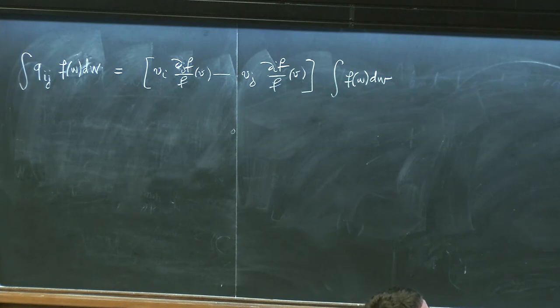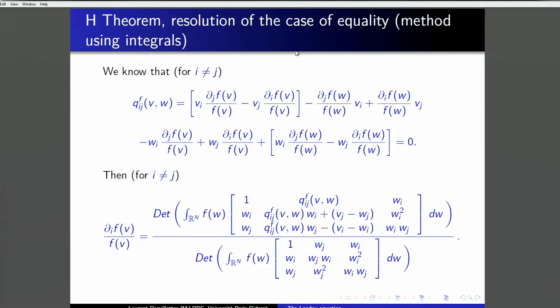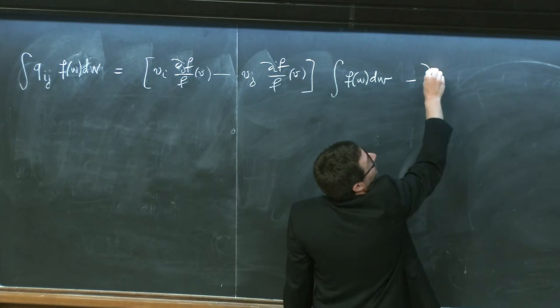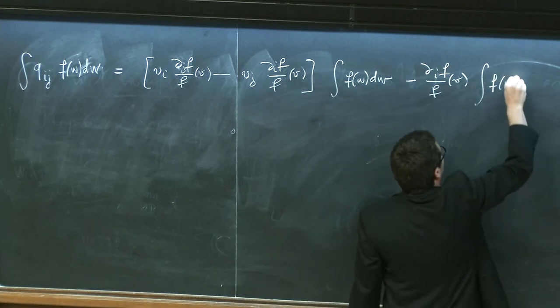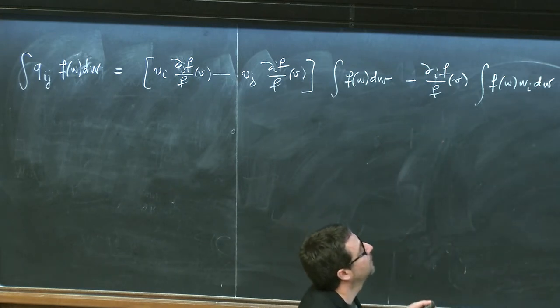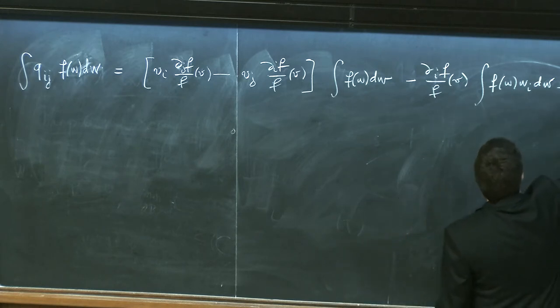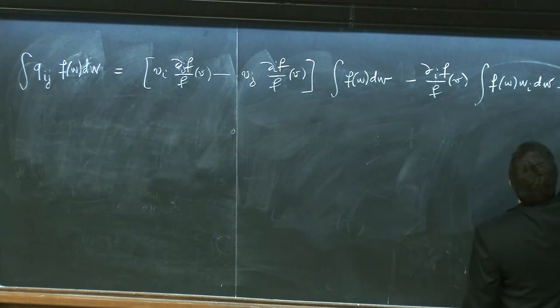Then I look at the term which is here. I multiply by f of w, and I integrate over w. Since this is a derivative, d_j f, it gives you zero. So this one disappears. Of course, it's the same for this one, because you integrate against f of w, so you just get the integral of d_i f, and it gives you zero. Then let's look at this one. This one gives you minus d_i f over f of v times the integral of f of w w_i dw. And this one gives you the same, but with the plus sign, and you change i in j.